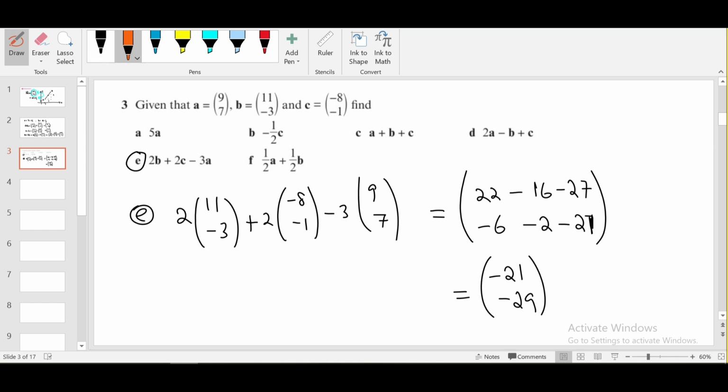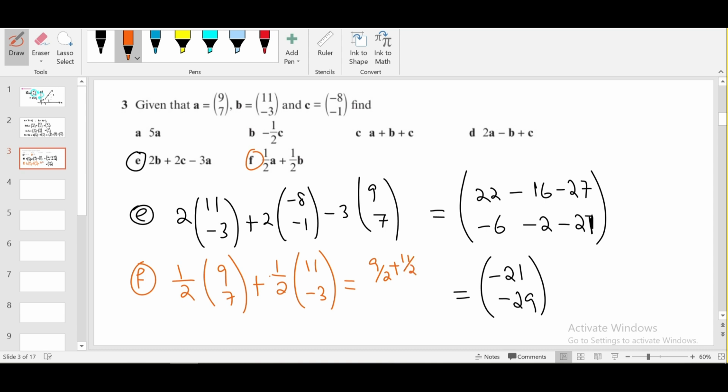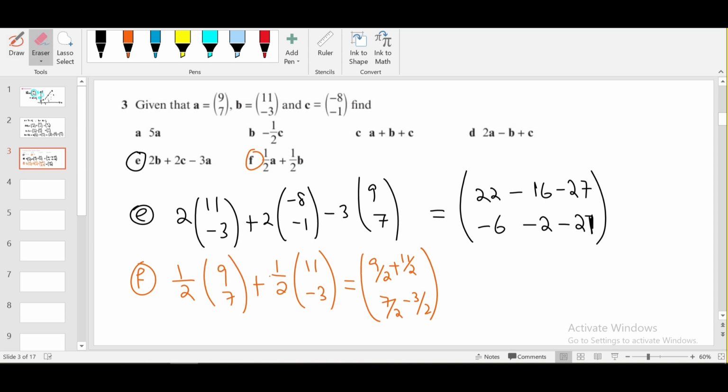For F, half A is (9, 7) plus half B is (11, -3). So multiply by half and add, you will get 9 over 2 plus 11 over 2, 7 over 2 minus 3 over 2. Simplify, you will get the answer. You will get 20 over 2 is 10, 4 over 2 is 2. That's the answer.